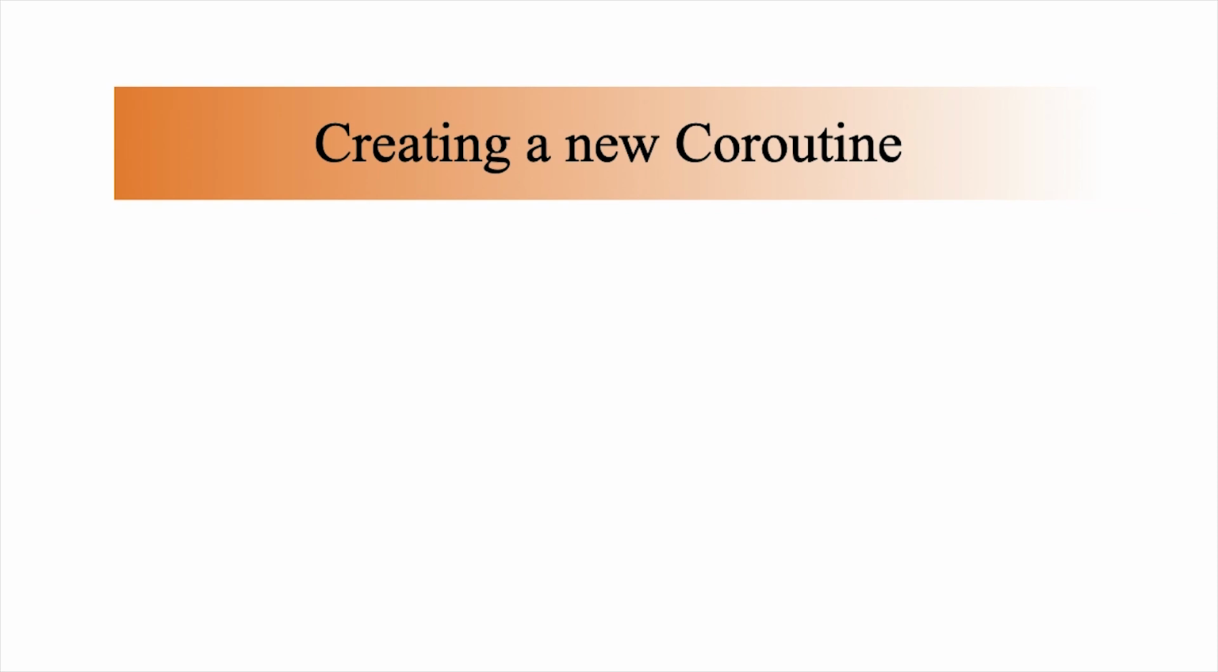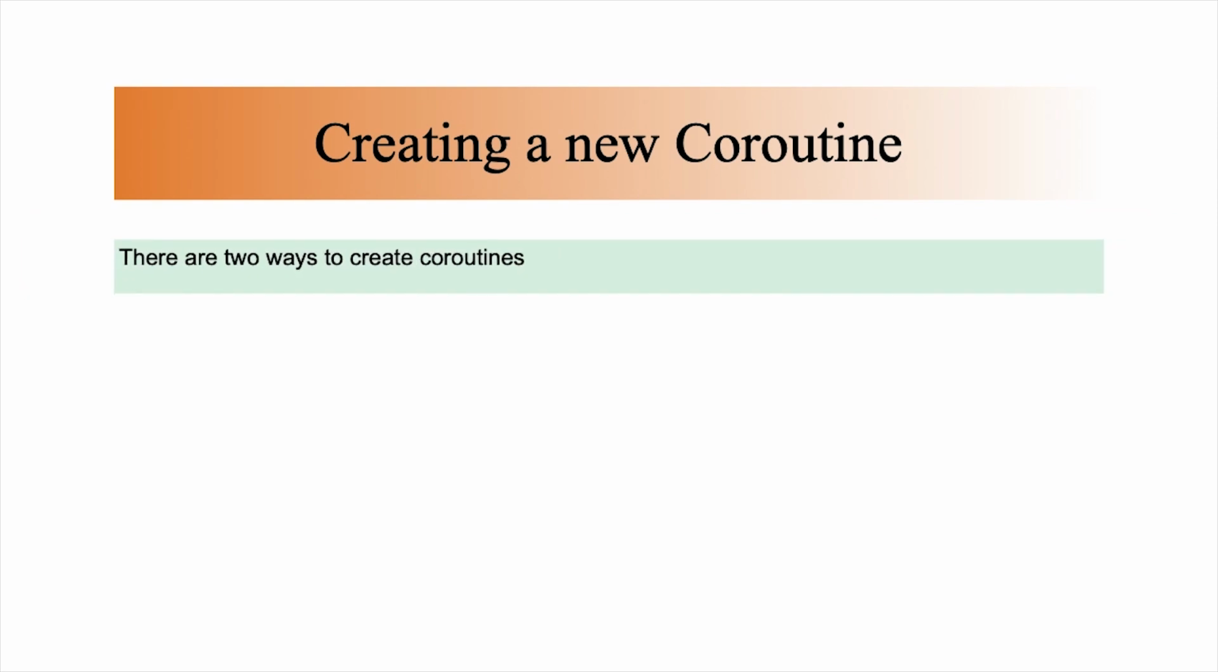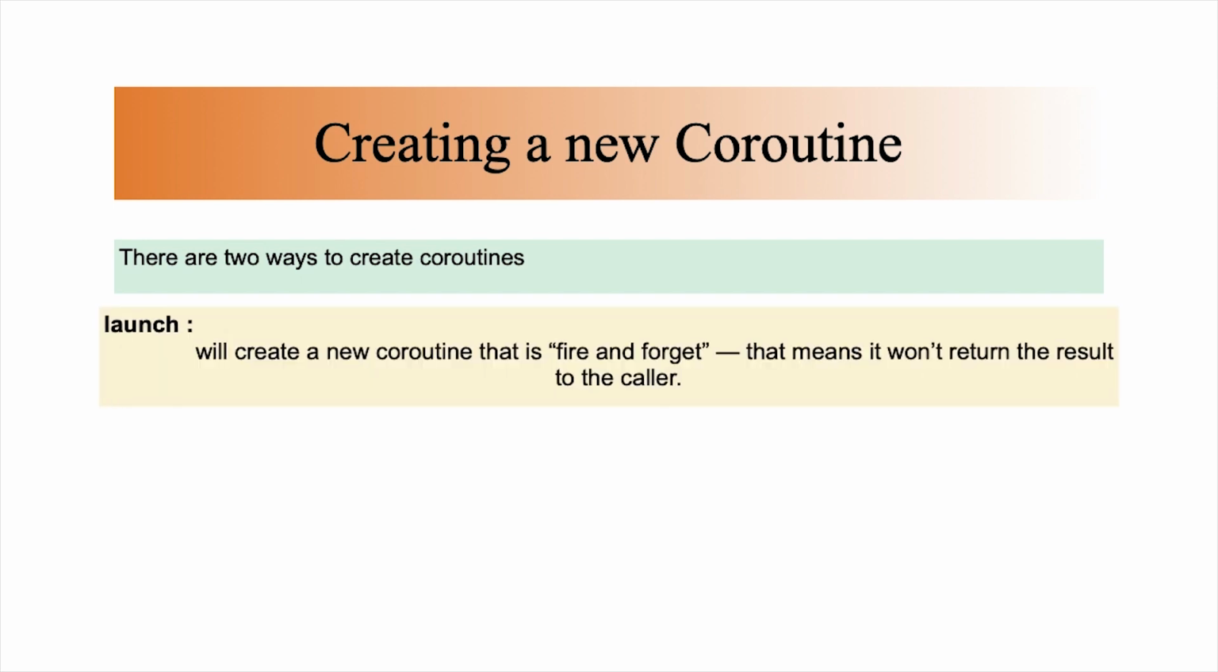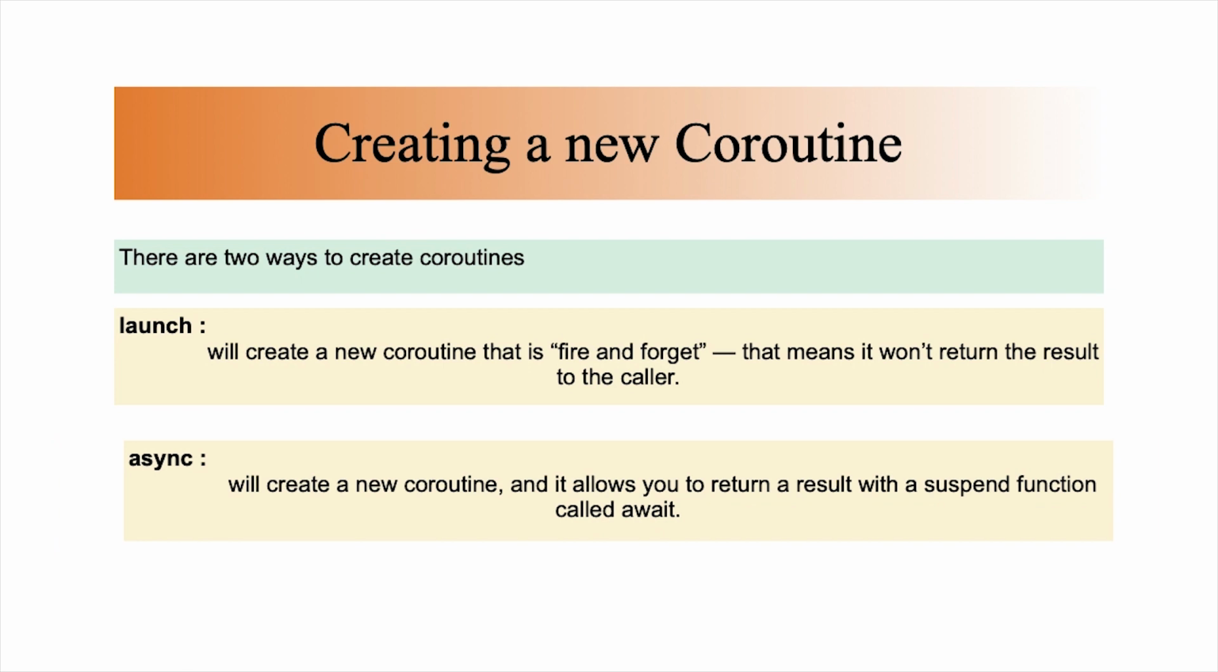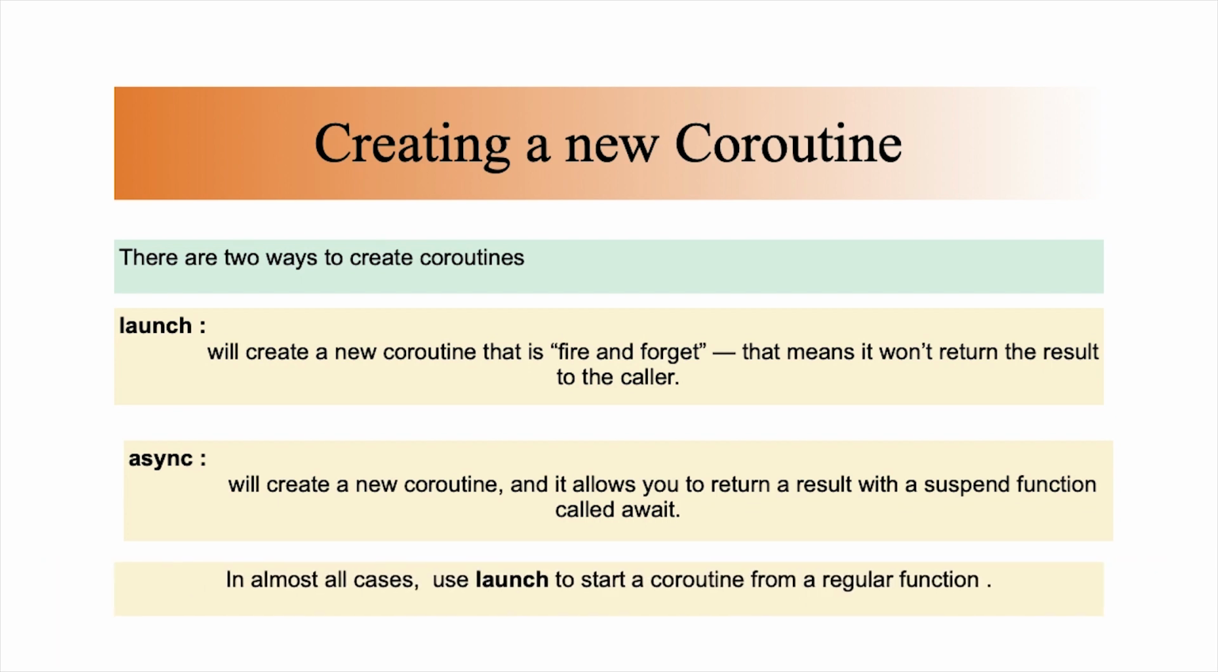Creating a new coroutine. There are two ways to create coroutines: launch and async. Launch will create a new coroutine that is fire and forget. That means it will not return the result to the caller. Async will return the result with a suspend function called await. In most cases, we use the launch method for creating coroutines.